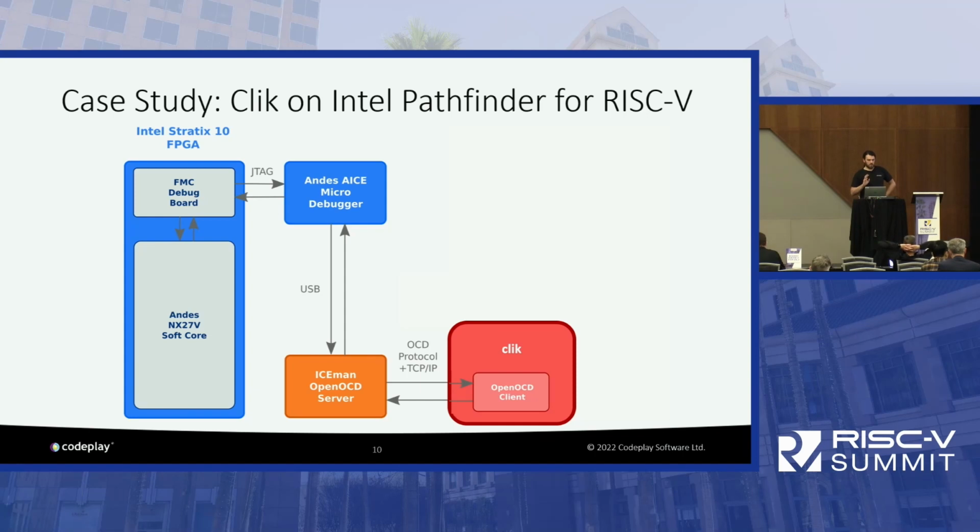So I'm going to go through a few slides of a case study where we implemented Click ourselves on the Intel Pathfinder for RISC-V FPGA product. So here, on the left-hand side of the diagram, we have the Intel Stratix FPGA, where we run the Intel Pathfinder harness for RISC-V. In the sample, we're running an Andes NX27V softcore. And to interact with that software and to interact with the FPGA, what we actually have here is a daughter board on the FPGA that we connect to a separate debugger that then we can program with OpenOCD.